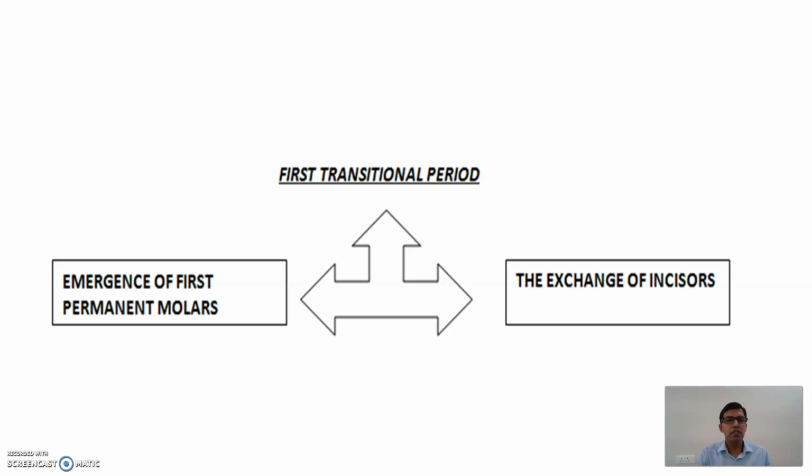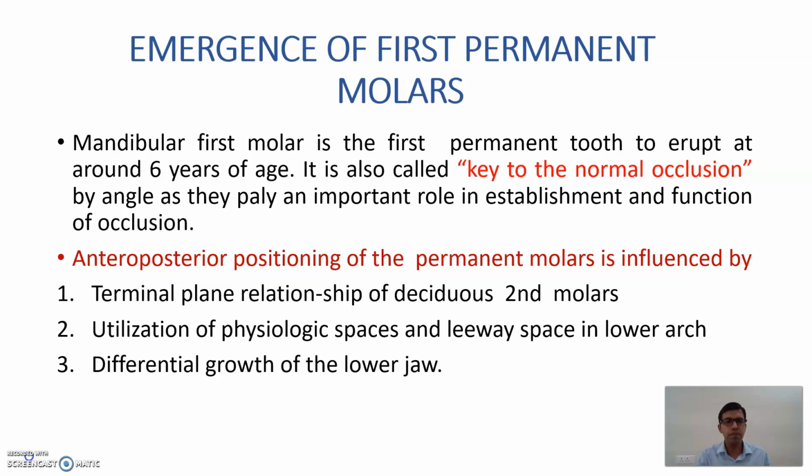In mixed dentition, the development of occlusion is divided into the first transitional period, the intertransitional period and the second transitional period. In the first transitional period, two main events occur, that is, emergence of the first permanent molar and the exchange of incisors. The mandibular first molar is the first permanent tooth to erupt at around 6 years of age.